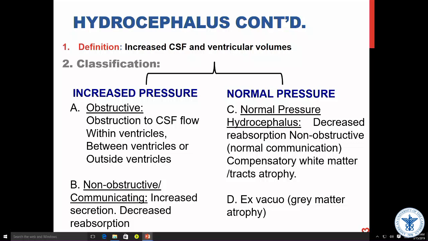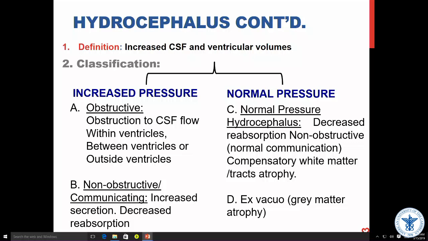So reabsorption in the arachnoid granulation is decreased. Then you'll say if there's decreased absorption, they should have increased pressure, right? But we do not know exactly what's happening. What people say is the process is so slow. It's not that it's occurring suddenly. The decreased absorption is slow, and there's a compensatory white matter or white tract atrophy, or they may get stretched or something.